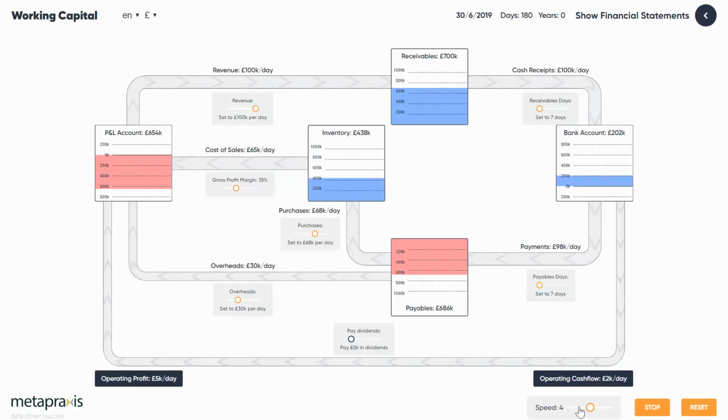And what we'll do now, slow it back down, and we'll pay a small dividend out to shareholders. So we will just pay a 100k dividend.